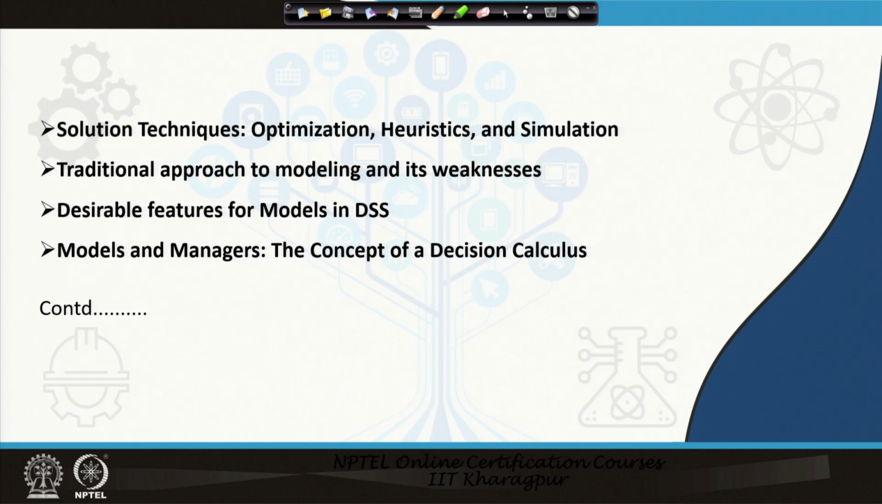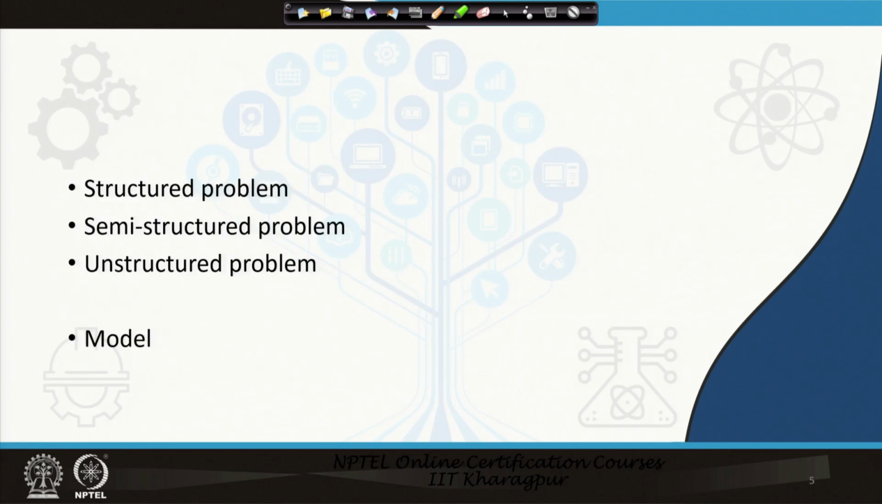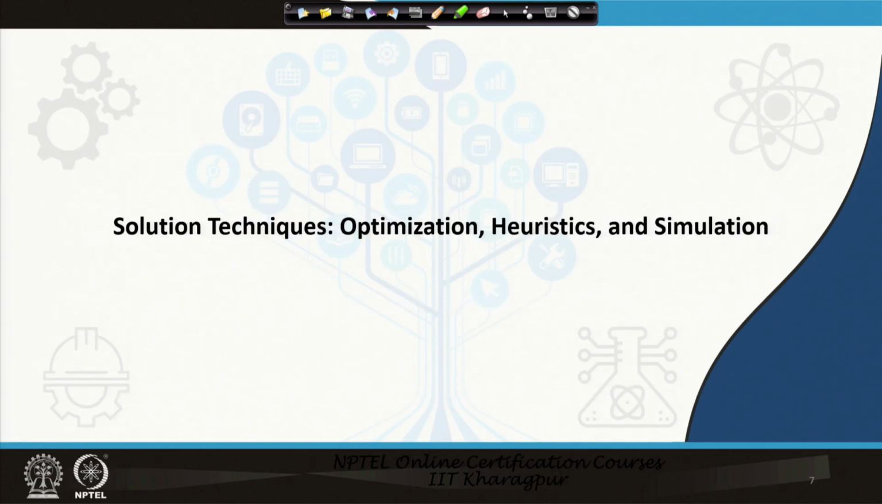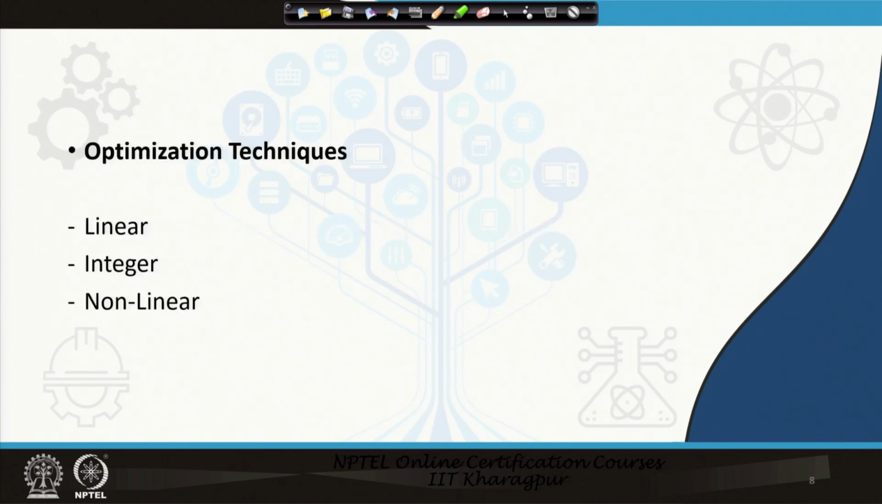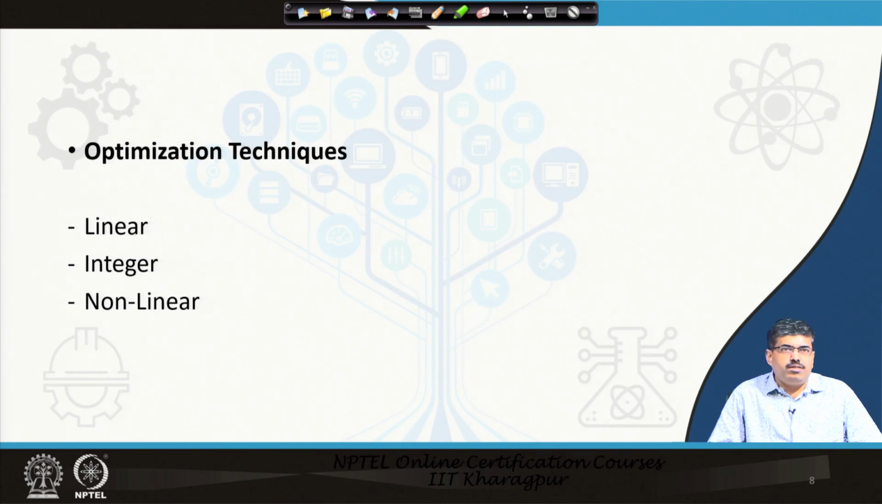Now, what are the solution techniques possible? Optimization, heuristics and simulation. Today we will deal with solution techniques, of which we will deal with only the first part, that is optimization. Normally optimization covers three kinds: linear, integer and non-linear optimization. Today we will deal with linear optimization, which is commonly called linear programming.